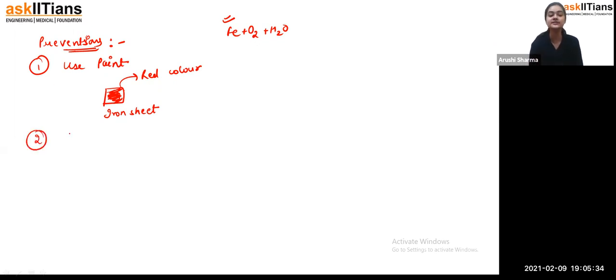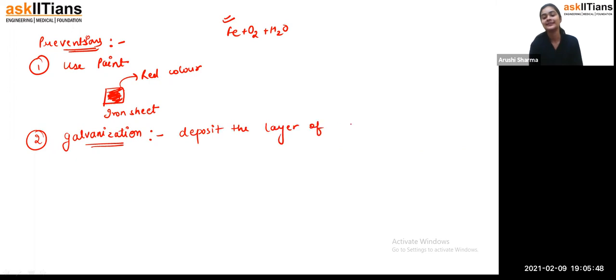Second, what you can do is a very famous process which we call the galvanization process. In the galvanization process, students, we deposit a layer of zinc on the iron sheet, or on any iron material.